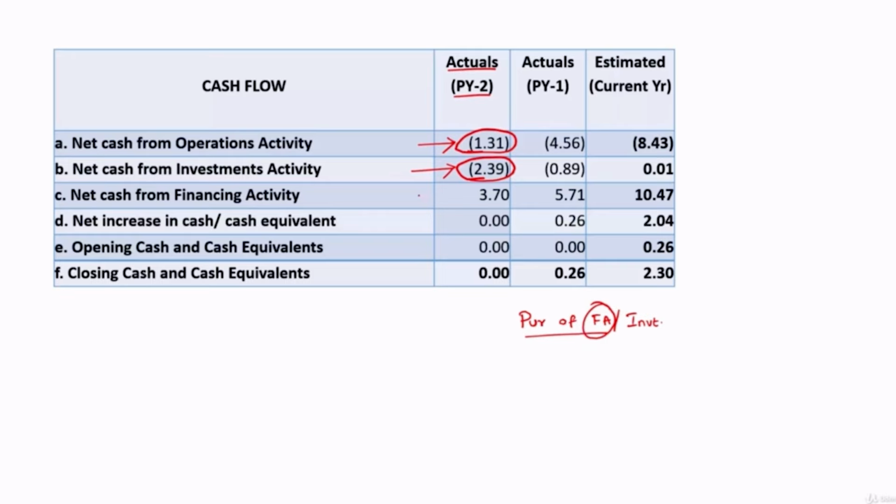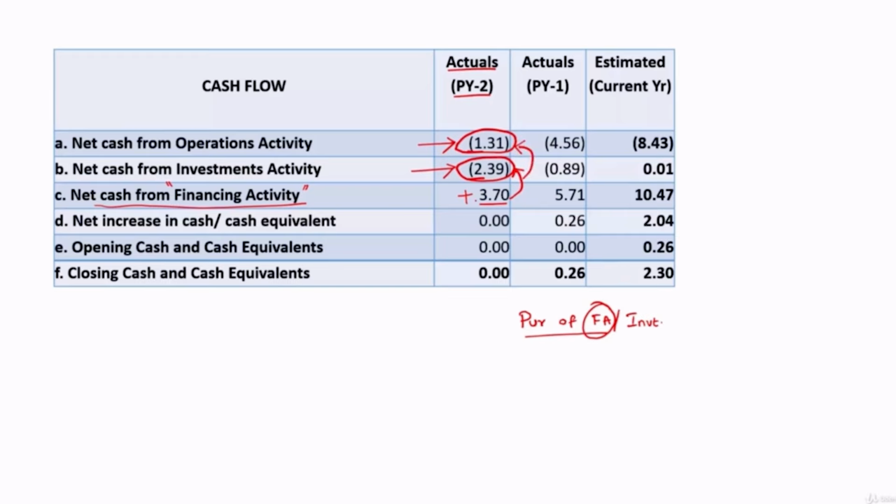From where they got money for all these outflows? 1.31 crore plus 2.39 crore, totally 3.7 crore. From where they got money for all this? They got money for all this from financing activity. Financing activity, they have mobilized 3.7 crore. So we can understand that they have mobilized 3.7 crore, and that is used for funding investment, and that is also used for taking care of the negative cash flows under operations.